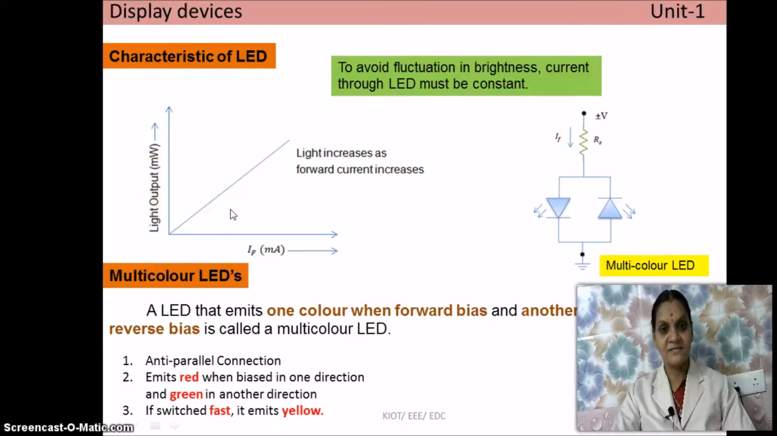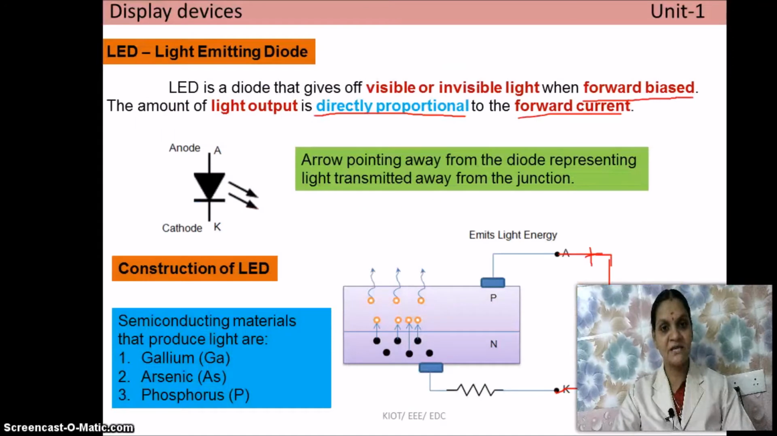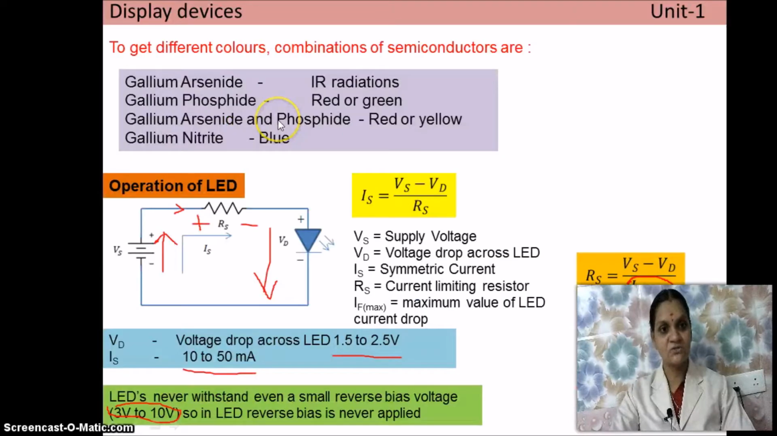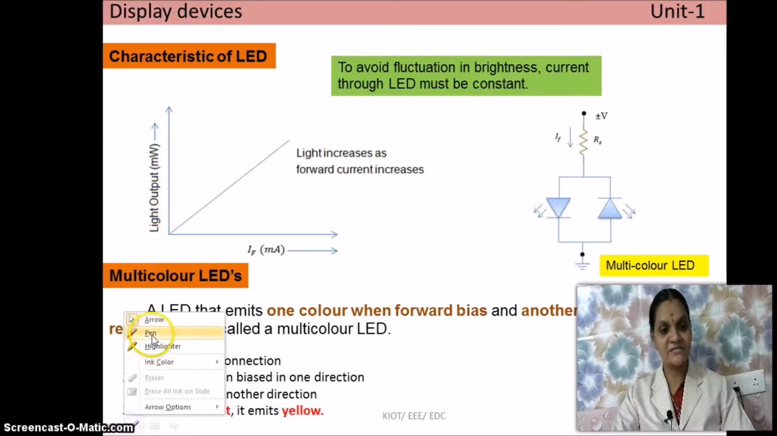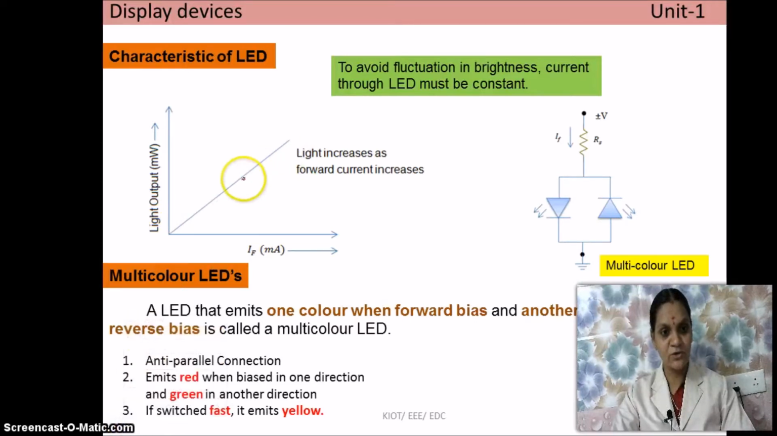And at the same time, while discussing the LED, we have seen, as per the definition, that the light output is directly proportional to the forward current. What it means is, if forward current increases, light output increases. Keep that in mind, and observe the characteristics here. The x-axis is current. If current is 0, light output will be 0. And if the current increases, the light output also increases. It's going on gradually.